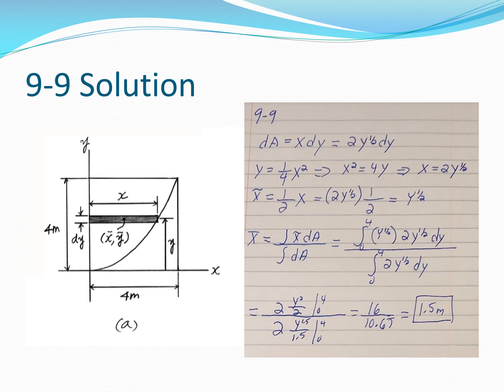So our integration, of course, is going to be the integral of x bar dA divided by the integral of dA. And they're both going to go from 0 to 4. How far are we sweeping that thing? We're sweeping it, in this case, in the y direction. It's going to go from 0 all the way up to 4. It happens to be 4 in the x direction too, but we're sweeping it in the y direction. Let's plug all those values in, do the integral, and we find that the x bar value is 1.5 meters. So that's a typical example of finding the centroid with integration.